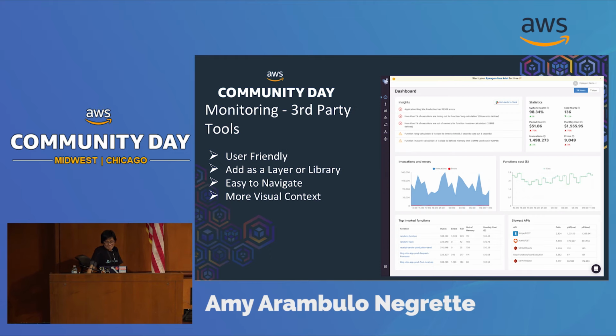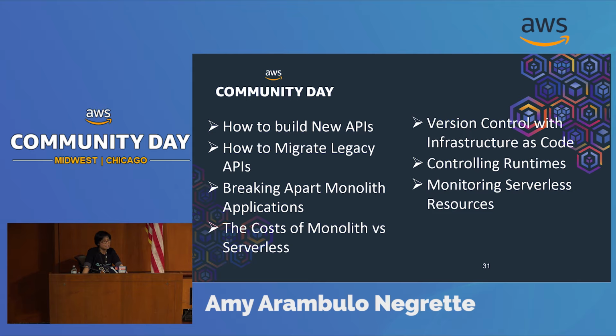So this was really fast, but what we were able to cover was how to build new APIs and how to migrate them. We actually did break apart a monolith a little bit. We went over the different types of options for infrastructure as code and how to control your runtimes and monitor those resources. These are all really important parts of trying to keep not just serverless applications, but any application really running. And it really helps when you're accidentally finding those limits, like the fact that Lambda has a 30-second ceiling when you attach it to API Gateway, which was a fun thing to find out basically after I deployed.